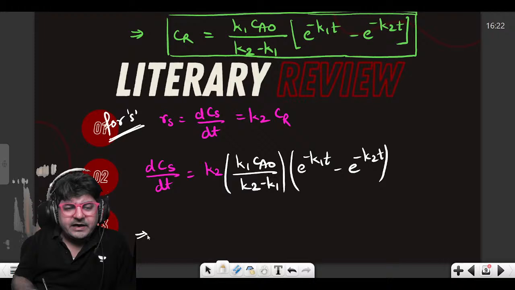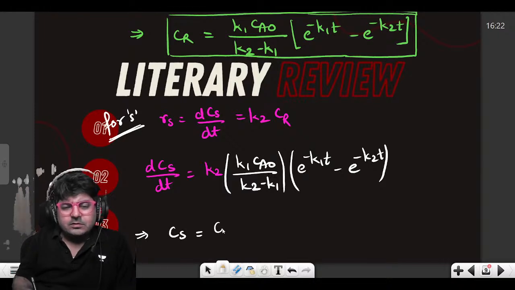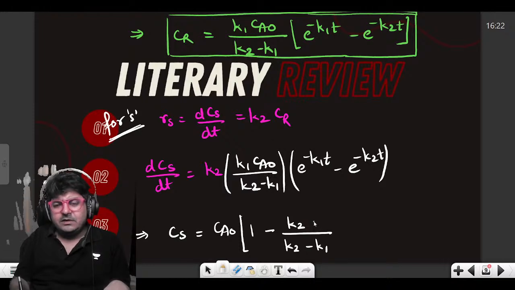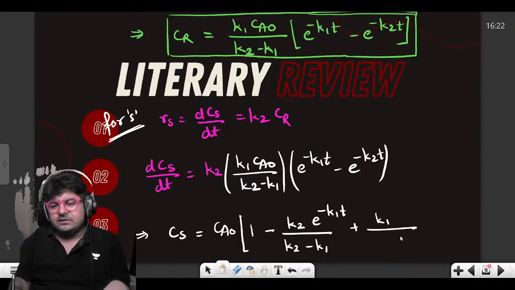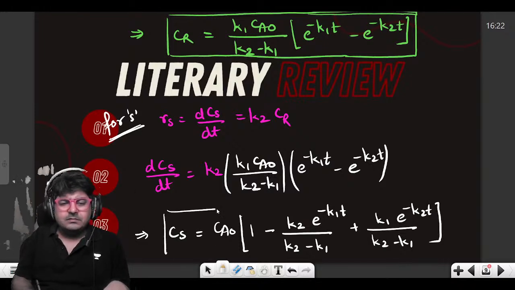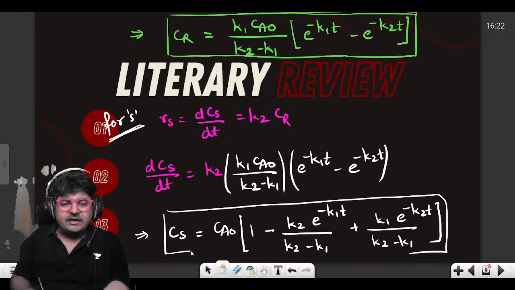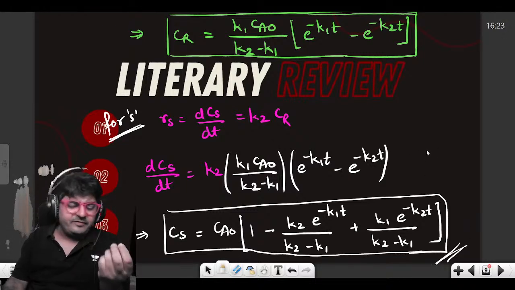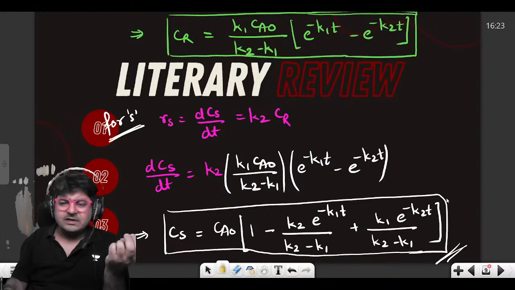So ultimately you will get CS is equal to Ca naught times 1 minus K2 divided by K2 minus K1 into e to the power minus K1T plus K1 divided by K2 minus K1 into e to the power minus K2T. This is the kinetic equation in terms of S. Or you can say these are the concentration profiles. You can also use the word concentration profile.